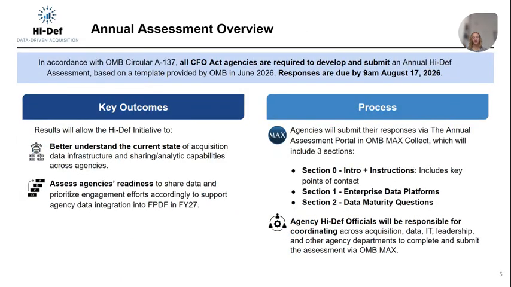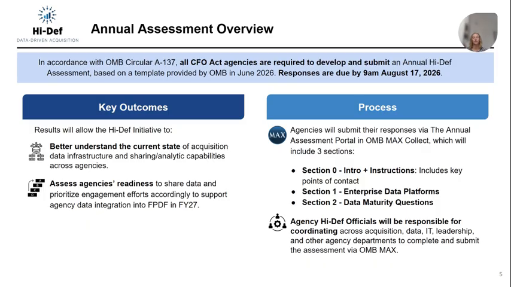Now that we've had some policy context, I will provide a quick overview of the assessment itself. So at a base, the annual assessment is a key requirement under Circular A137, which notes that all CFO Act agencies must develop and submit an annual High Def assessment. This is our first year, since last year was the baseline assessment, but you can expect this will be an ongoing process. Each CFO Act agency should prepare to submit one response per agency per year.